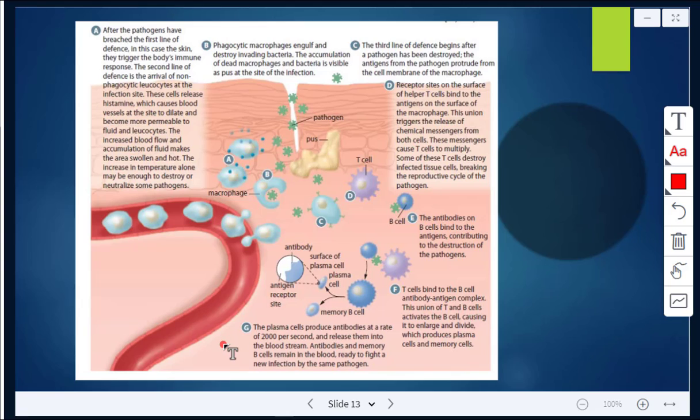Then antibodies and memory B cells will remain in the blood, and they're ready to fight a new infection by the same pathogen. So if the same pathogen enters, this time there's antibodies already in the blood and memory B cells. So if there was a new infection, they would be prepared to fight that right away.